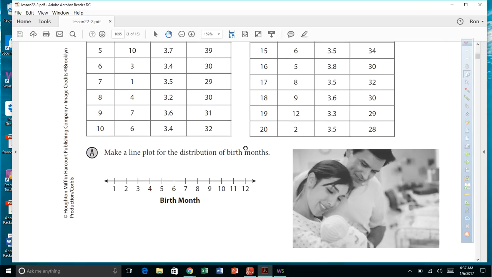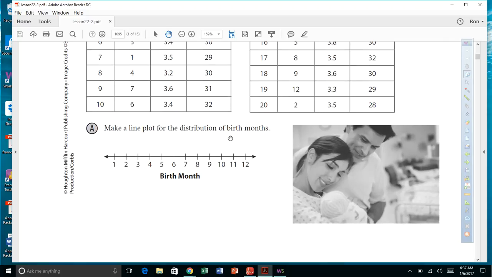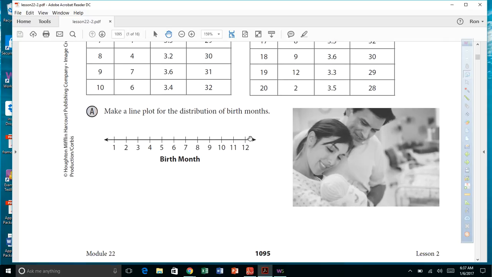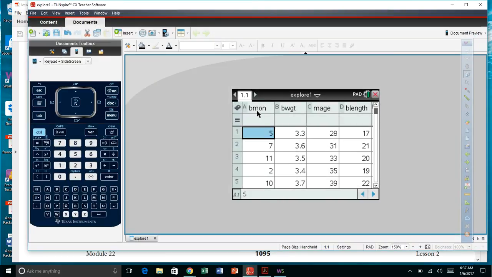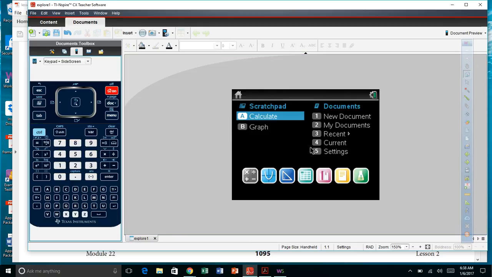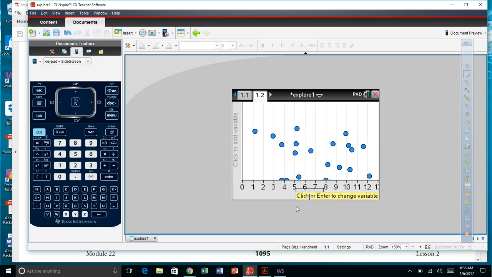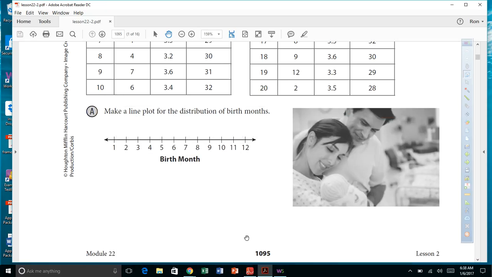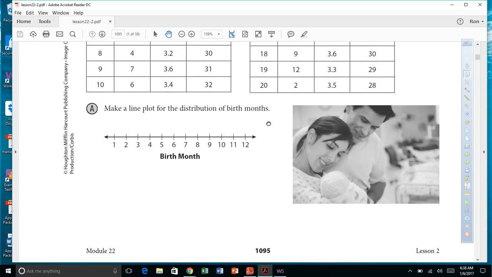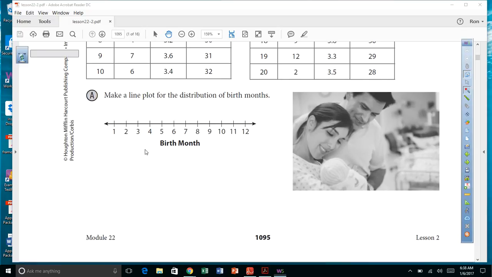Make a line plot for the distribution of birth months. Now, to do that in a calculator, let's go back here. Birth month, that would be this column here, and we'll click on it, and then see the bar graph here, we'll click on that, and then we'll put birth month. All right, and there you go. That's what it looks like. And we'll do it over here, nice and pretty. And let's see what we got.